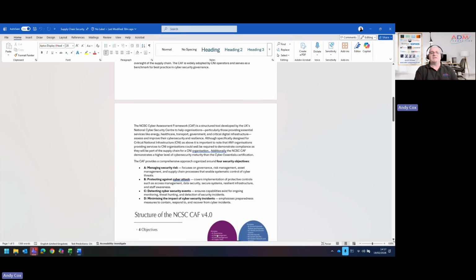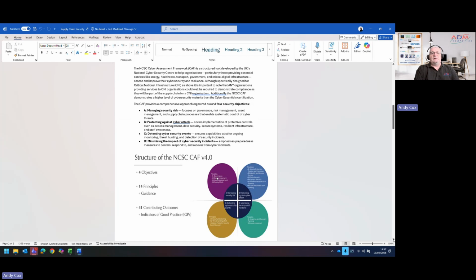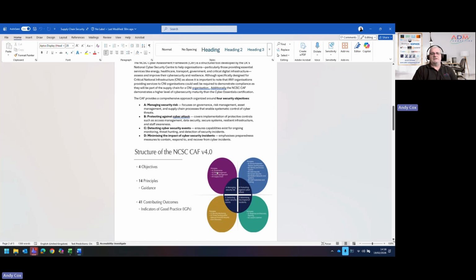So the Cyber Assessment Framework is a tool developed to allow organisations at this stage to self-audit themselves and look at what they have in place. You may find that you have a lot of these things in place. If you have Cyber Essentials, a number of items under the NCSC CAF will be in place, but you may need to look at how you document and prove those a lot more.